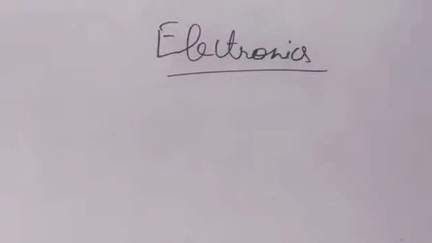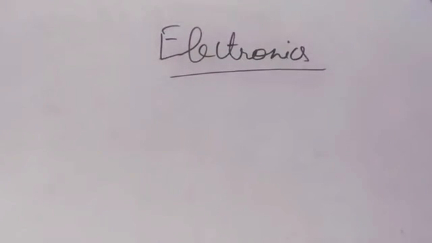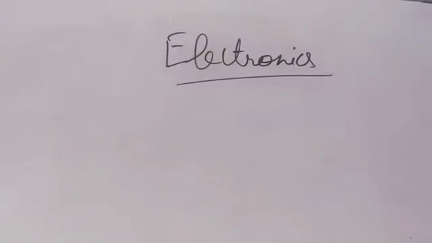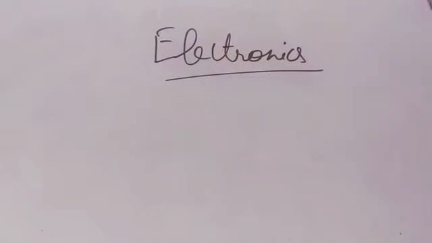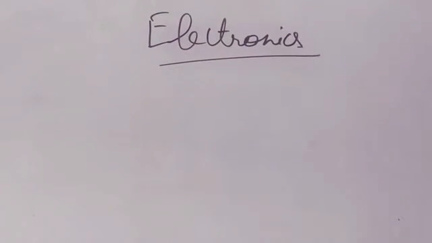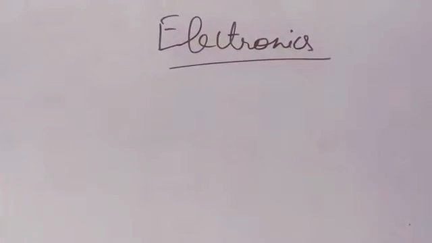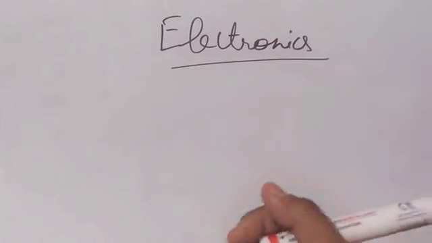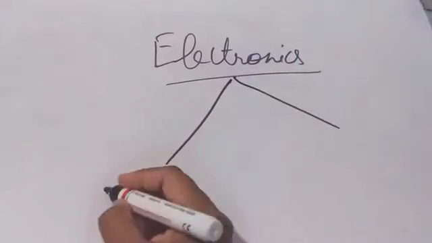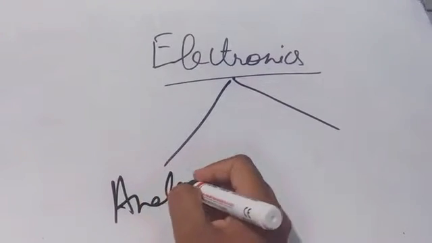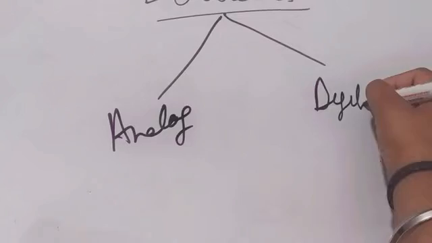Hello everyone. Today we are going to discuss the electronics subject of computer science, right? So basically, first of all, let us know what is electronics. Electronics is the field in which we develop the circuits for various machineries or computers, etc. As per this perspective, electronics is divided into two parts: analog electronics and digital electronics.